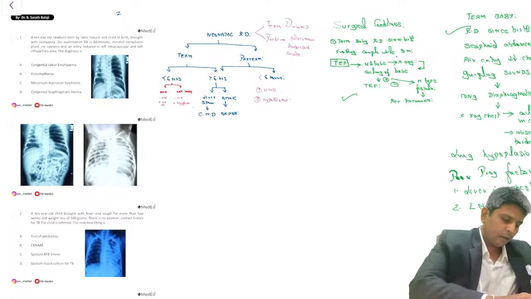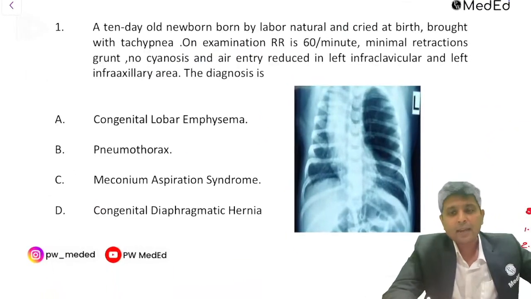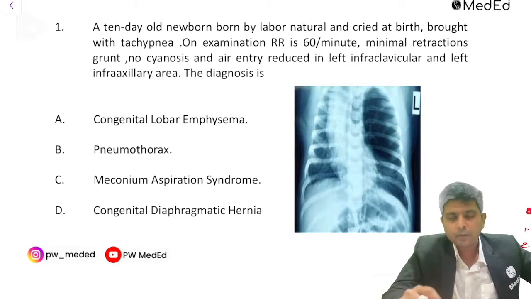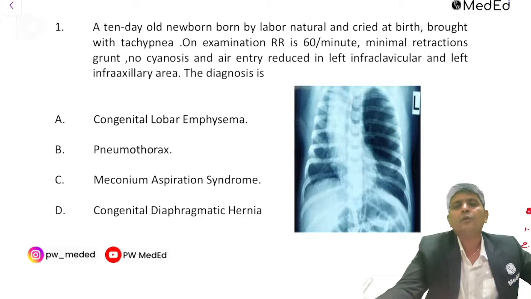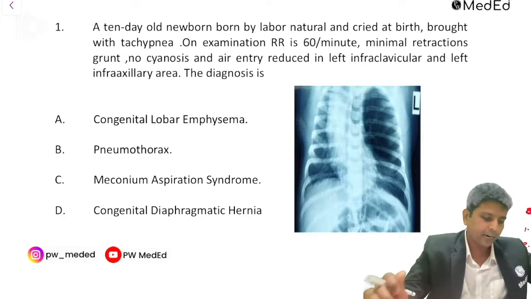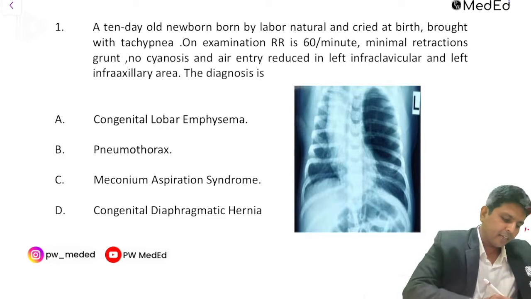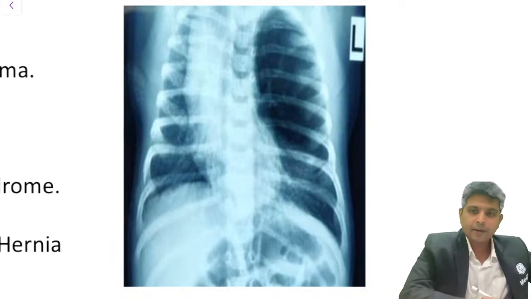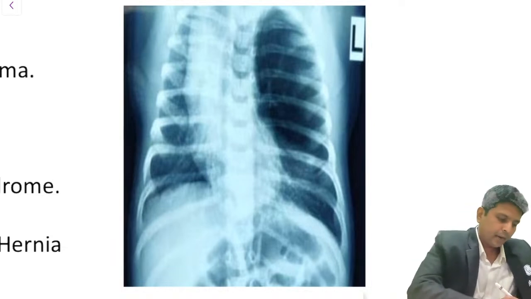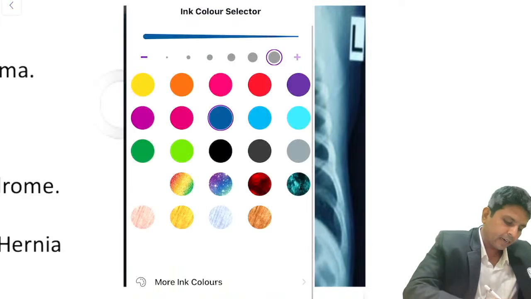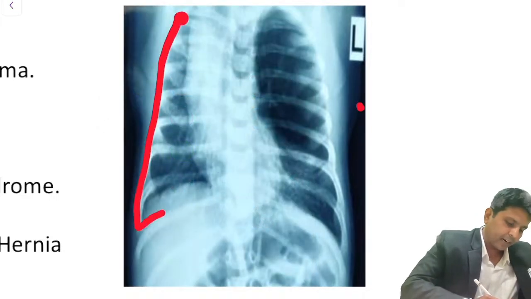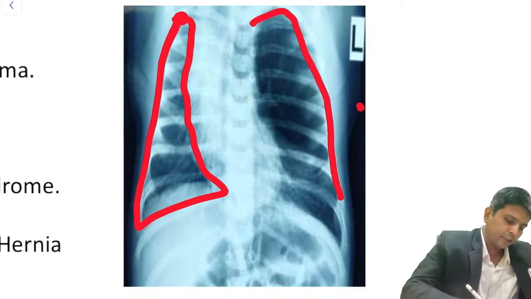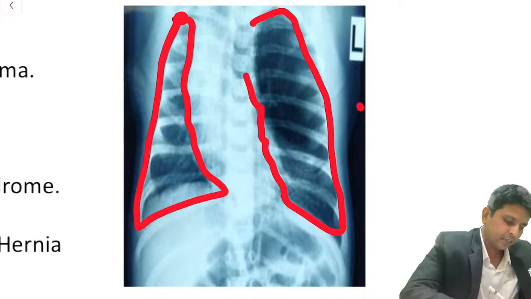Done. Let us come to this case. Why am I asking it again and again? Because this question was asked almost thrice between 2015 to 2020 in AIIMS. So what is this case? Let me assess this X-ray. When you compare the right lung with the left lung, compare the volume. The volume of the right lung is very small, whereas the volume of the left lung is huge. Point number 1, the left lung is huge.